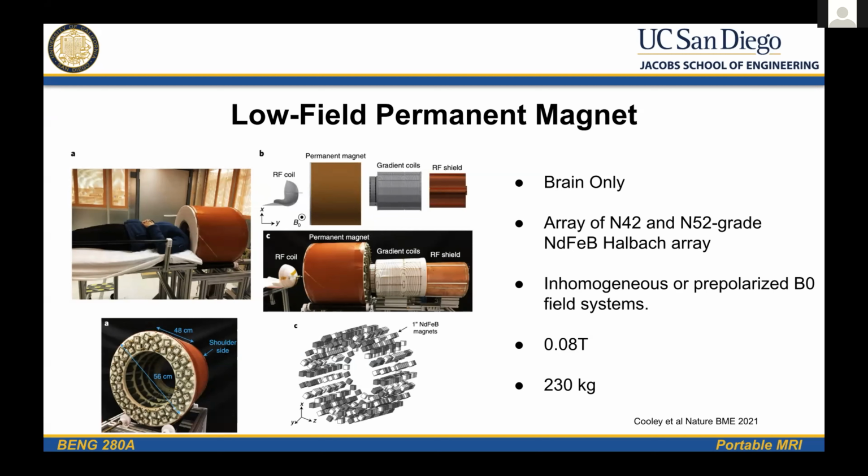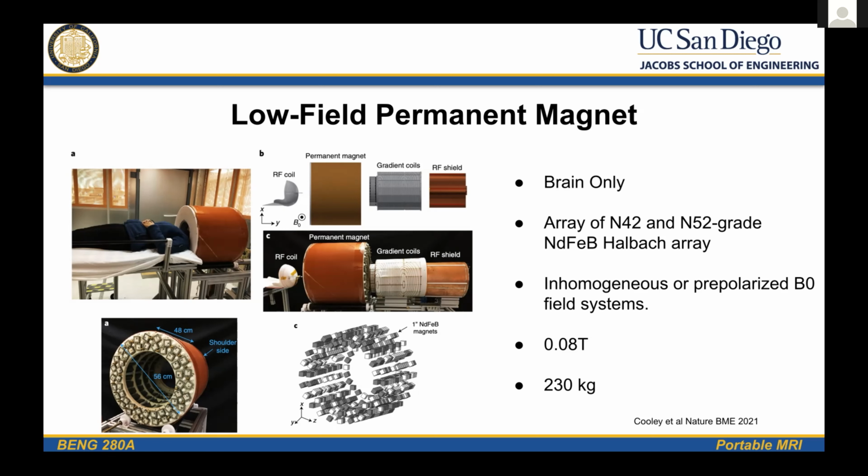In this design, instead of using a superconducting magnet, they used N42 and N52 grade neodymium permanent magnets with the Halbach array, of course, which is shown in the picture at the bottom of the slide. However, a highly homogeneous Halbach array with this level of size and shape constraints is super difficult to achieve.